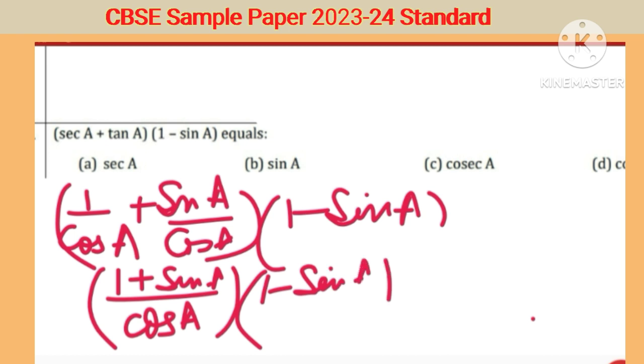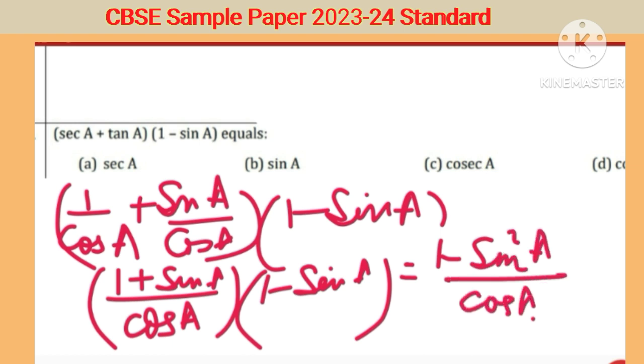Now clearly if we multiply the numerators, we are going to get 1 minus sin square A, and in the denominator we have cos A. And we know what 1 minus sin square A is. It is cos square A divided by cos A. So clearly our answer is going to be option D, that is cos A.